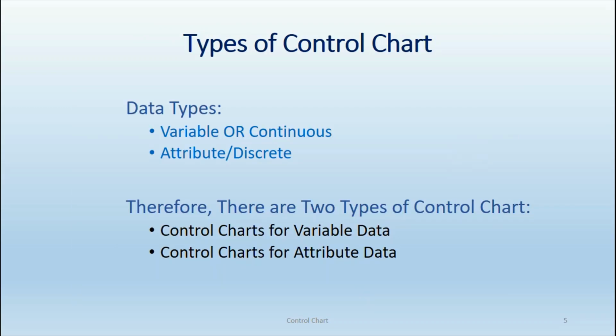Now, types of control charts. Control chart depends on the data type. There are two types of data. One is continuous or variable type, and another is attribute or discrete type data. That means the control charts are of two types. First one is control chart for variable data, and another is control chart for attribute data.